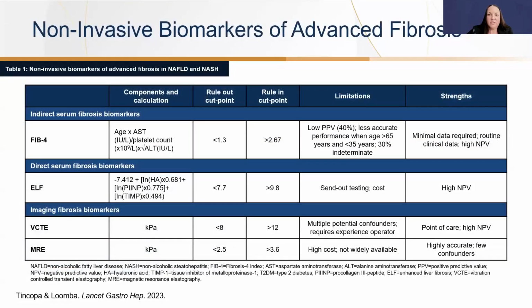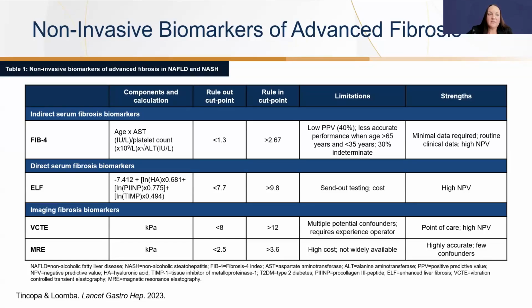This is a table looking at the different things we talked about. So first of all, you have the FIB4, which is an indirect serum fibrosis marker. Again, it uses the patient's age, their serum AST, ALT levels, as well as their platelet count. Some limitations to think about: it has a very low positive predictive value.